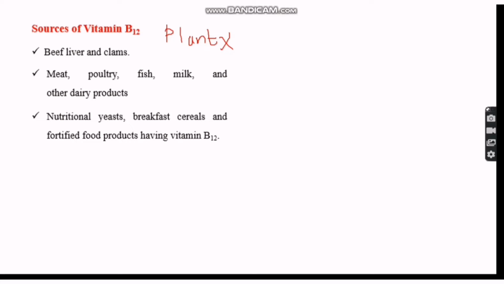So the best source of vitamin B12 is beef liver and clams, meat, poultry, fish, milk, and other dairy products. Nutritional yeast, breakfast cereals, and fortified food products also have vitamin B12.